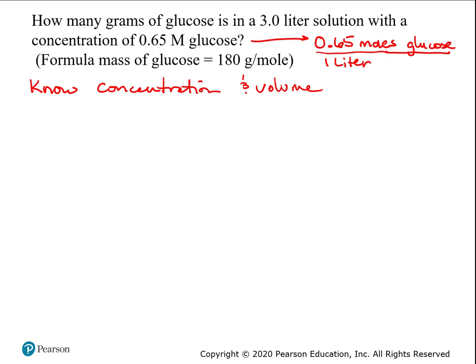The volume is what? 180. Nope, 180, that's how many grams is in 1 mole. That's the molar mass. The volume is that 3.0 liters. Okay, so 0.65 moles per liter, that's the concentration. 3.0 liters, that is the volume.